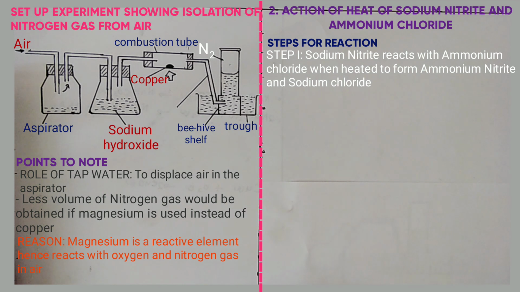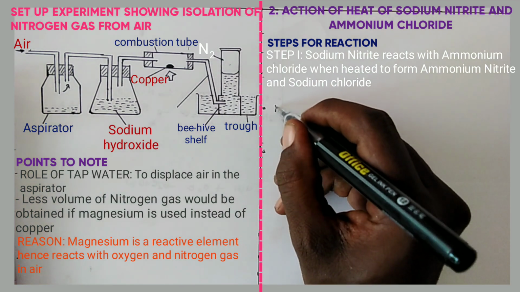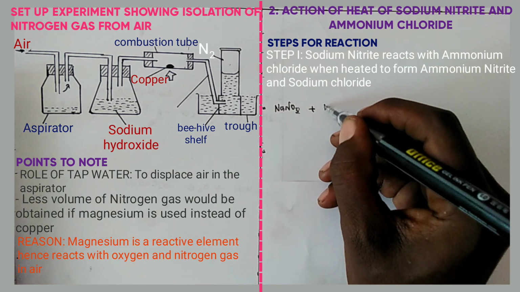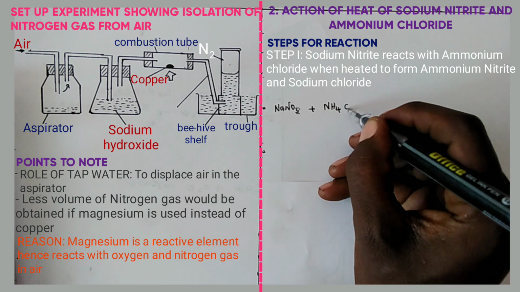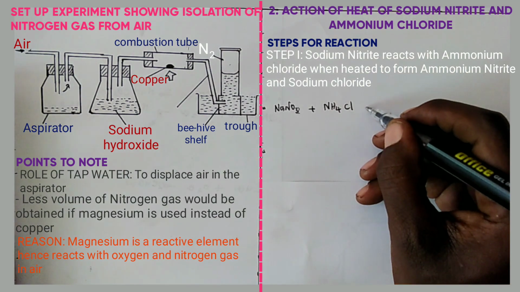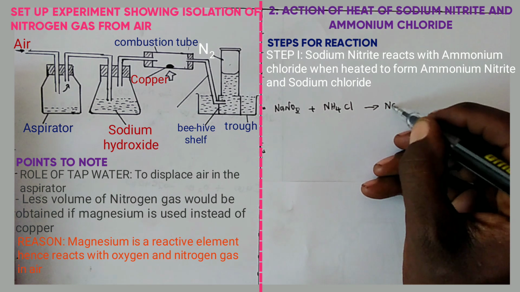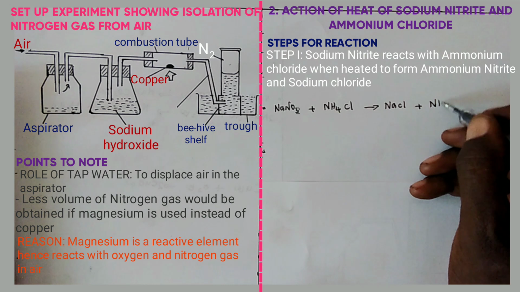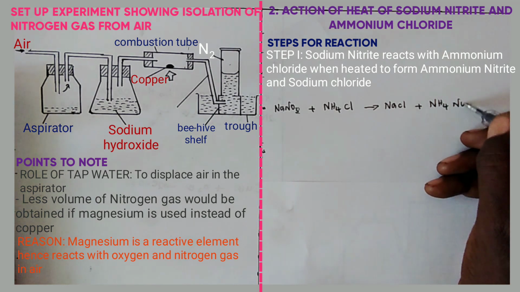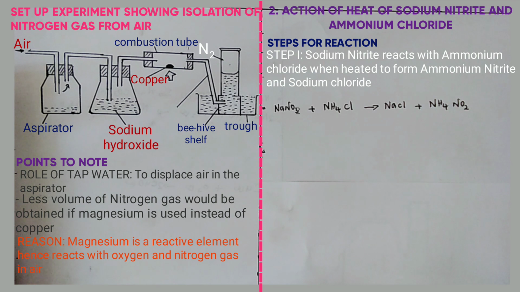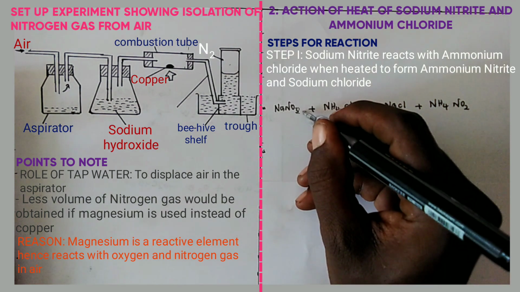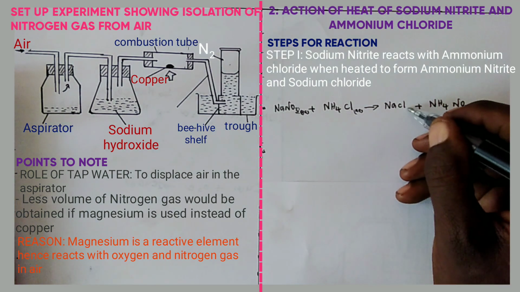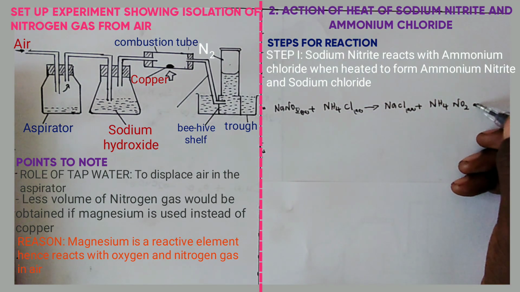The equation is as follows: sodium nitrate plus ammonium chloride forms sodium chloride plus ammonium nitrate. All of these are aqueous.